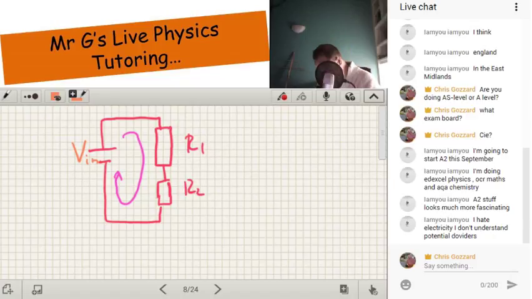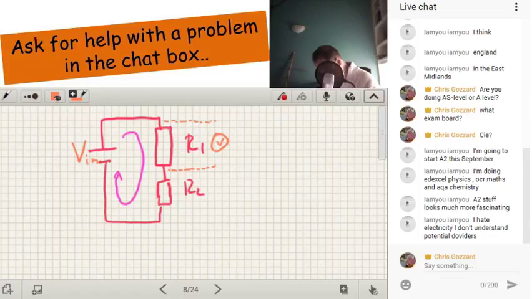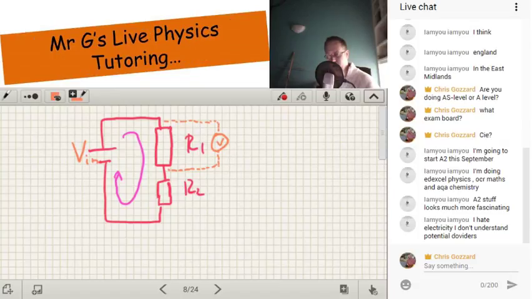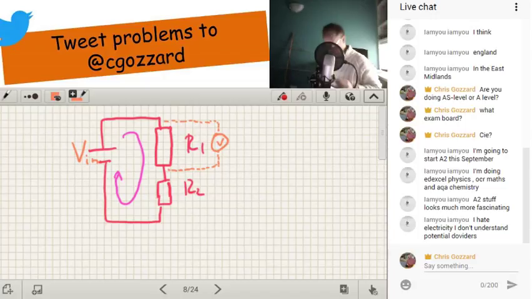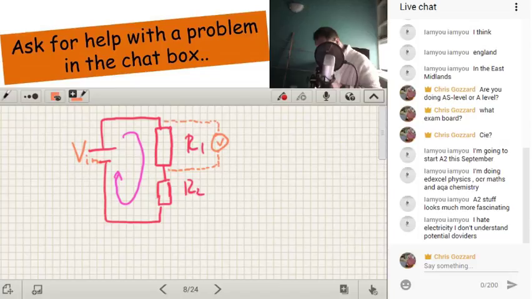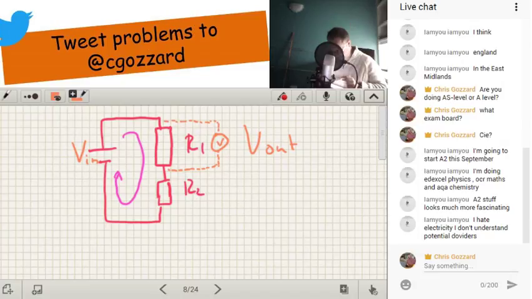So there's my voltmeter. Let me move this down a little bit so you can see me better. I hope you can hear me okay. I'm going to call that my V out. This is working a lot better actually, because I think the computer's Wi-Fi and the tablet's Wi-Fi are probably messing each other up.